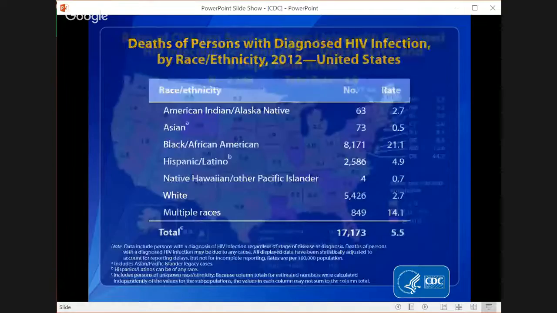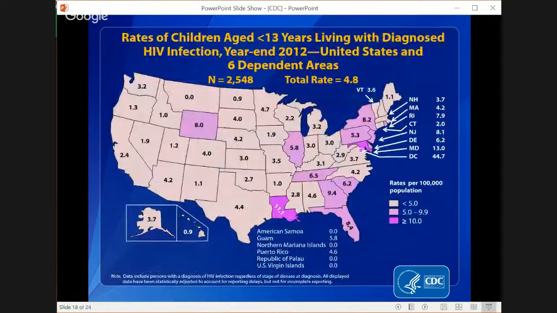All right, let's see if there are any more graphs. Again, here, sort of similar, we see rates among children. So this is HIV infection among children, and it is highest in Louisiana, higher in Georgia, higher in Florida, South Carolina, Tennessee.